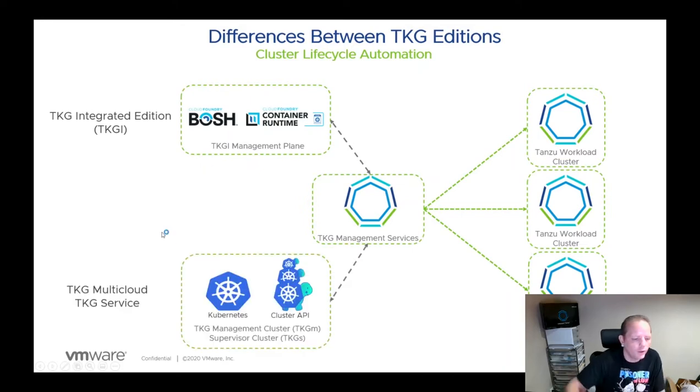And so with TKG Multicloud and TKG Service, both are utilizing a very new project in the Kubernetes community called Cluster API. While it's new, it's had tremendous popularity. It's not a generally available feature in the open source Kubernetes community at this time, and so support for many infrastructure providers is still new.